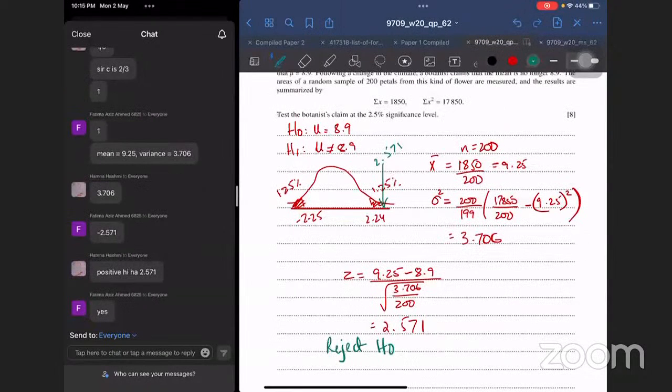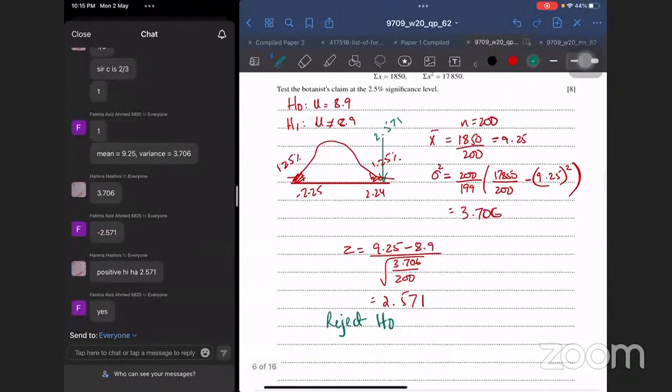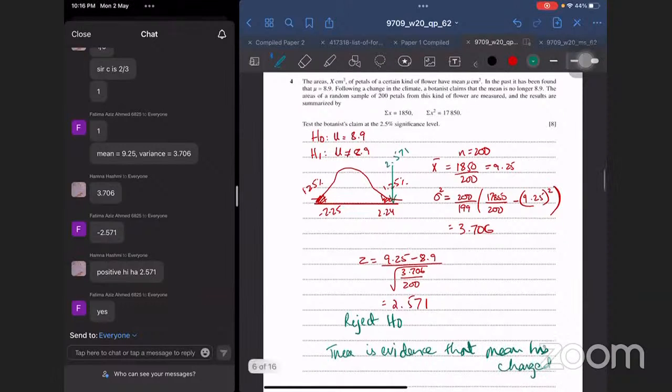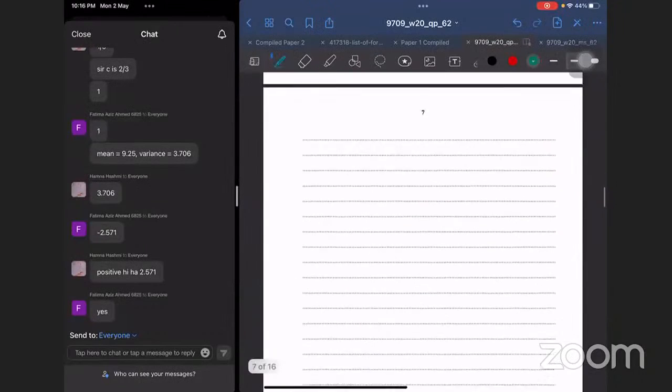Okay, this is in the reject H not region, so there is evidence that mean has changed. Okay.